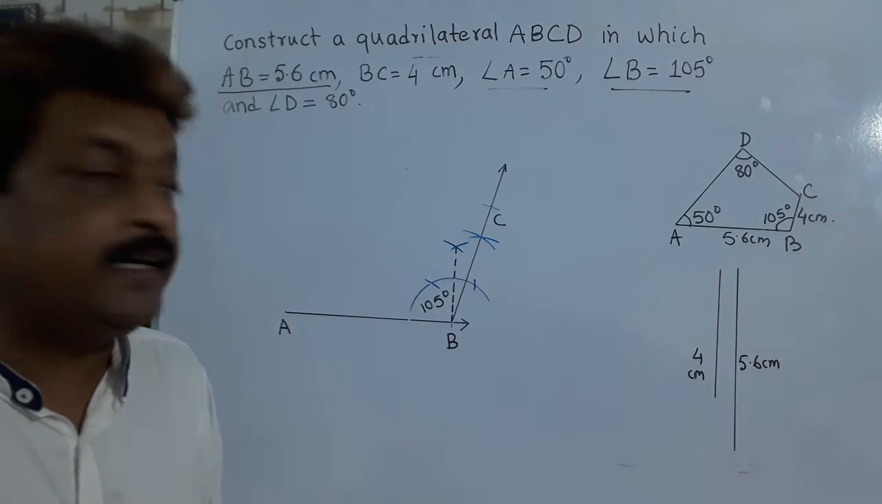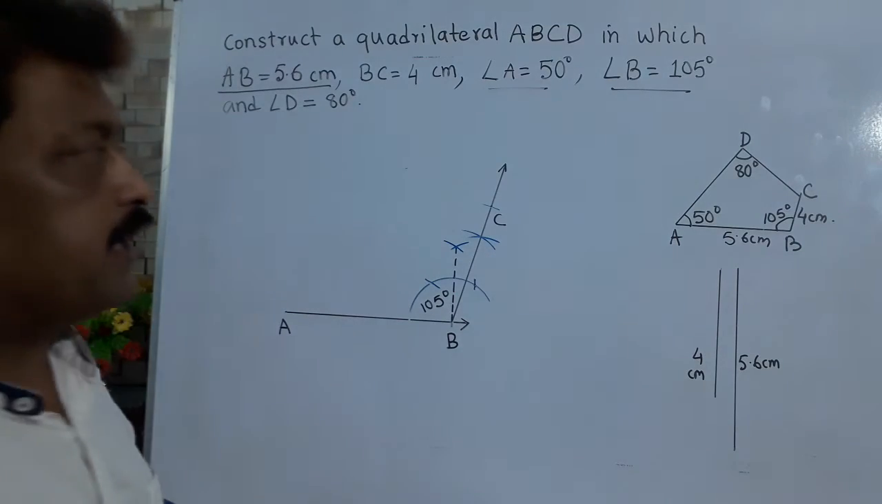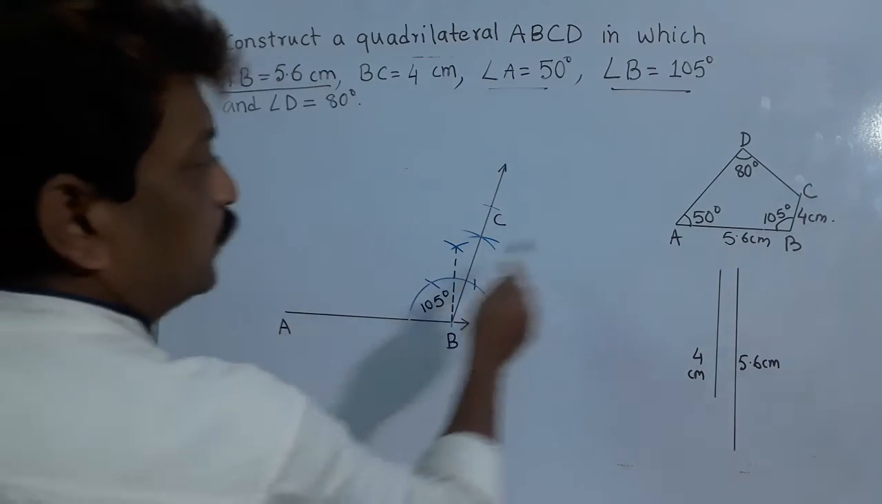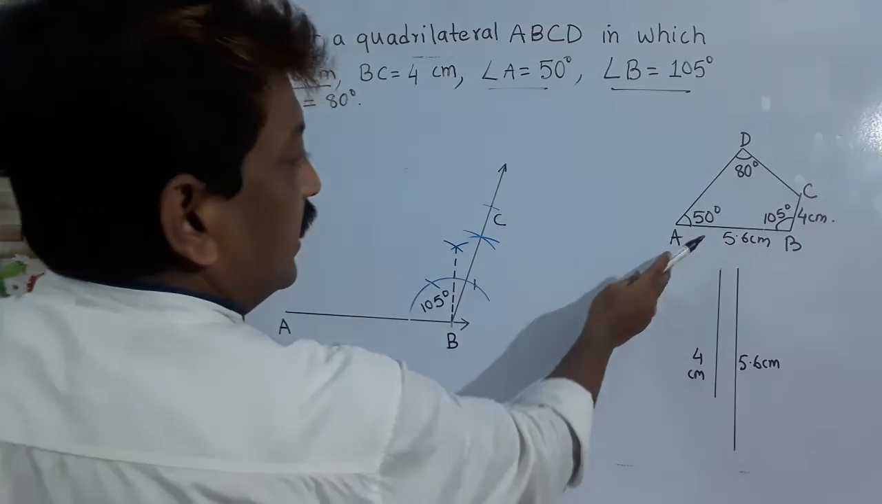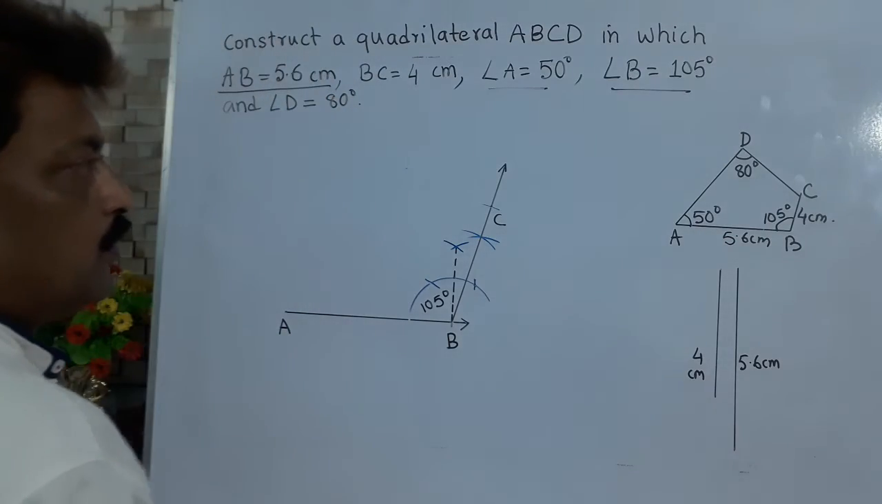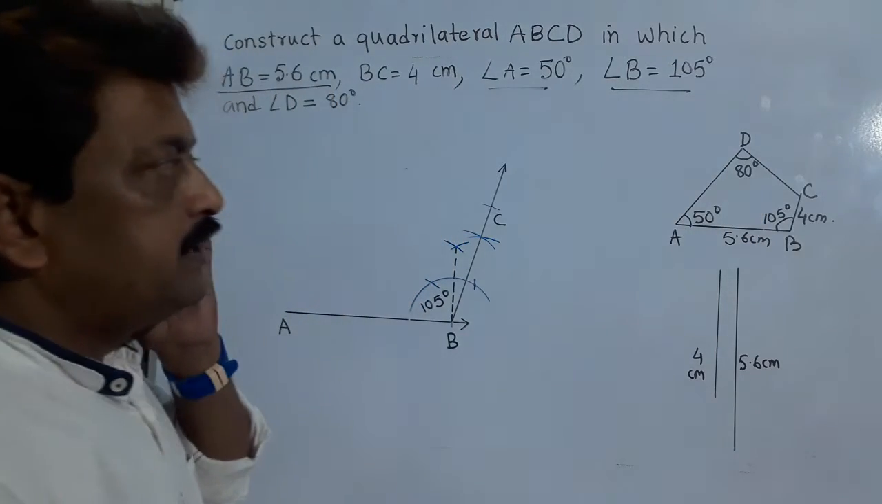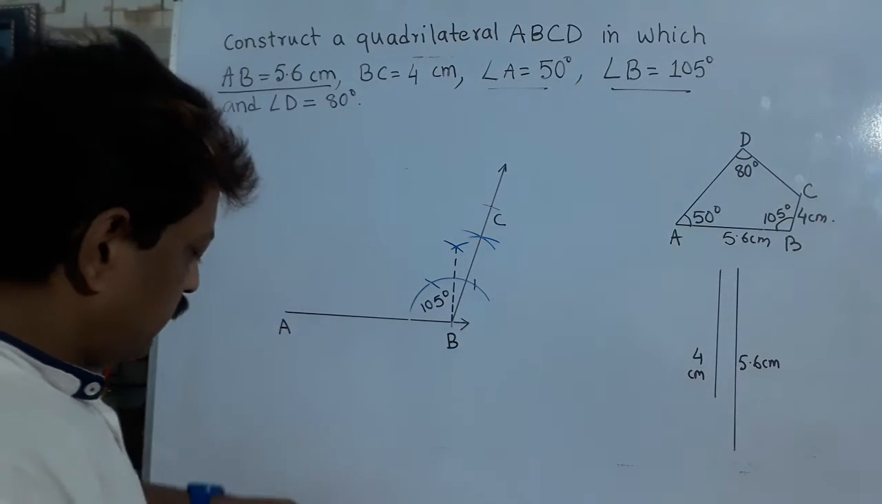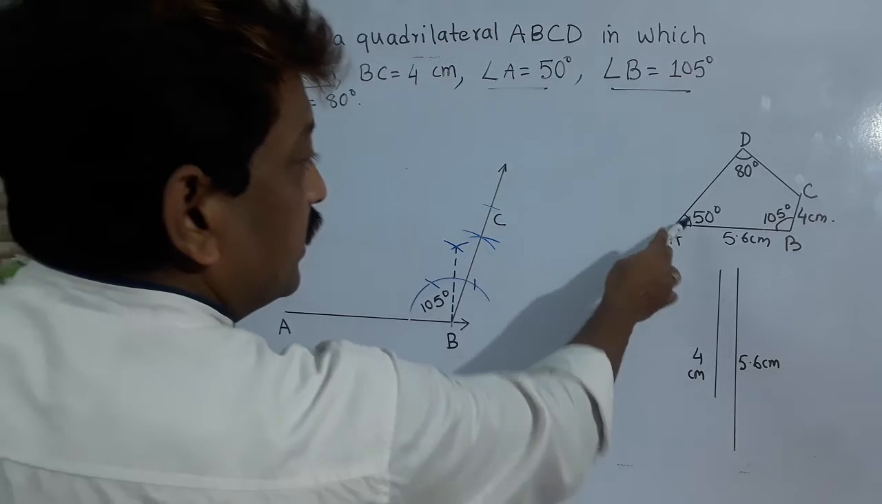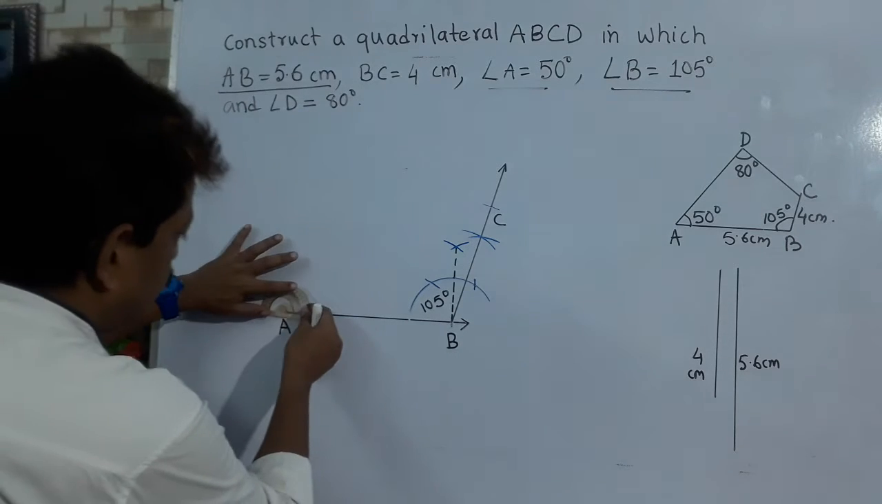Now we have to find D. Now see the rough diagram. We don't know AD, but angle A is 50 degrees, given. We don't know CD, but angle D is 80 degrees, given. So first of all, let me construct 50 degrees at A with the help of protractor.